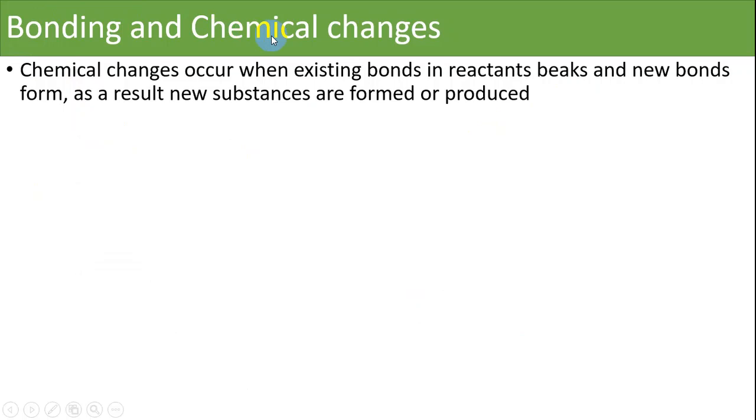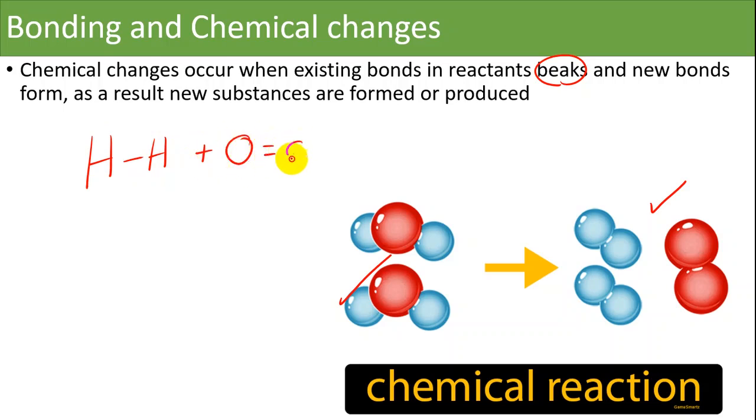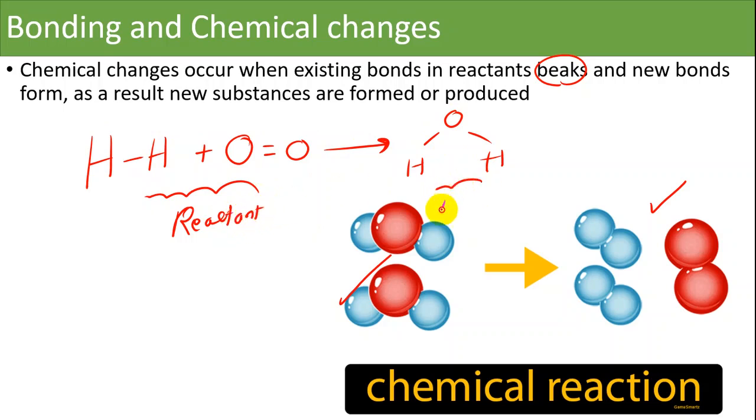So bonding are chemical changes. Chemical changes occur when existing bonds in the reactant break down. We have to break down the bonds in the reactant to form new bonds in the product. For example, hydrogen reacts with oxygen to form new bonds between oxygen and hydrogen. So the substance before the arrow is called the reactant, but the one after the arrow is called the product or the resultant.